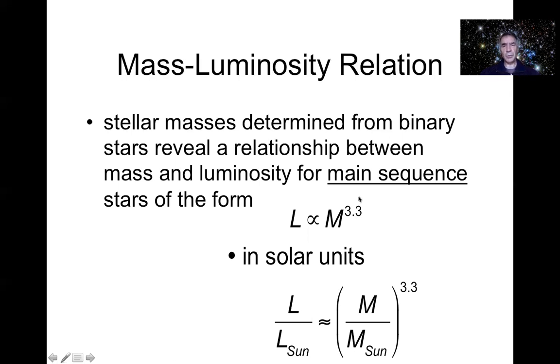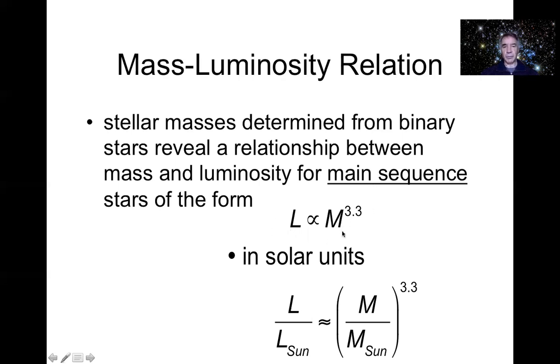a very big but. This only applies to main sequence stars. Never apply this relationship to any old star if you don't know what it is. If it's a giant or a white dwarf, then this relationship does not work at all. So you can only apply it to main sequence stars.